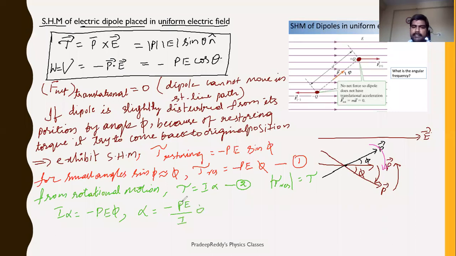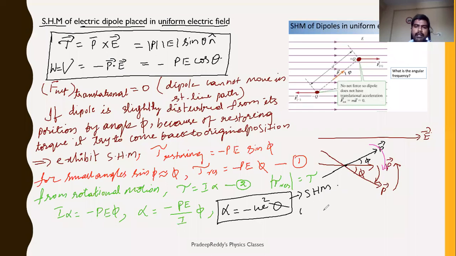Now p is the dipole moment, which is constant. E is the uniform electric field, which is constant. I is the moment of inertia of the dipole, which is also constant. All these parameters are constants. So I simply write it as α is equal to minus some constant ω² into θ. Seeing this equation, you can recall the equation of SHM which you learned in class 11: α is equal to minus ω² θ. It represents SHM. This is the equation for simple harmonic motion.